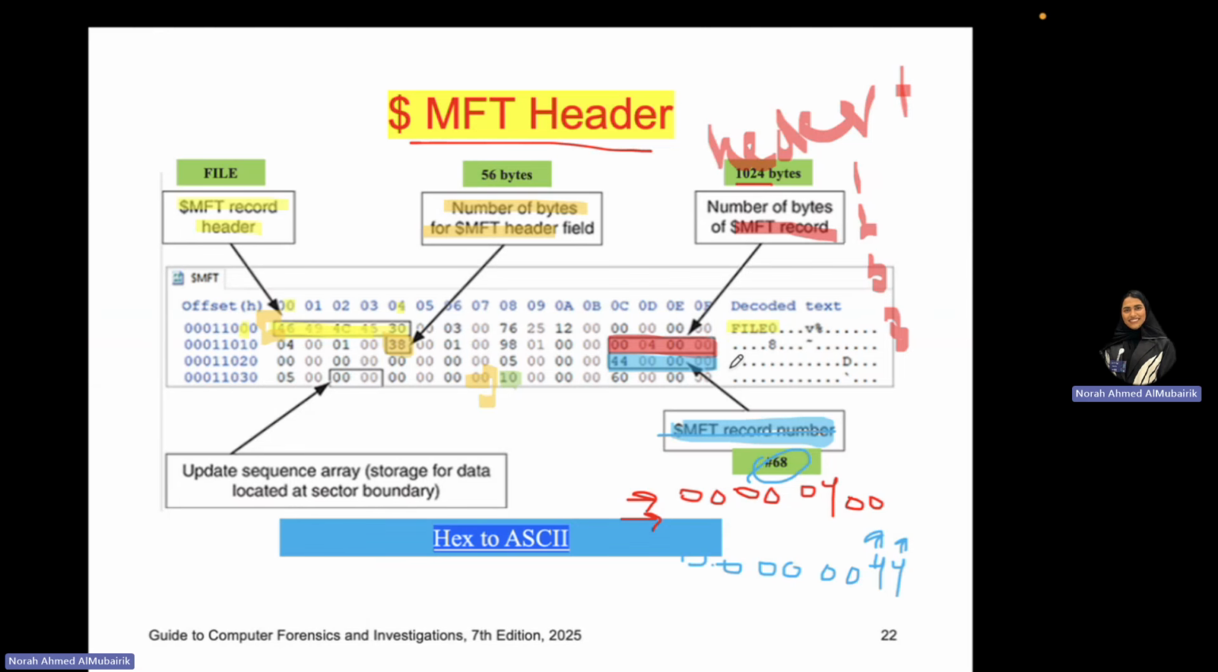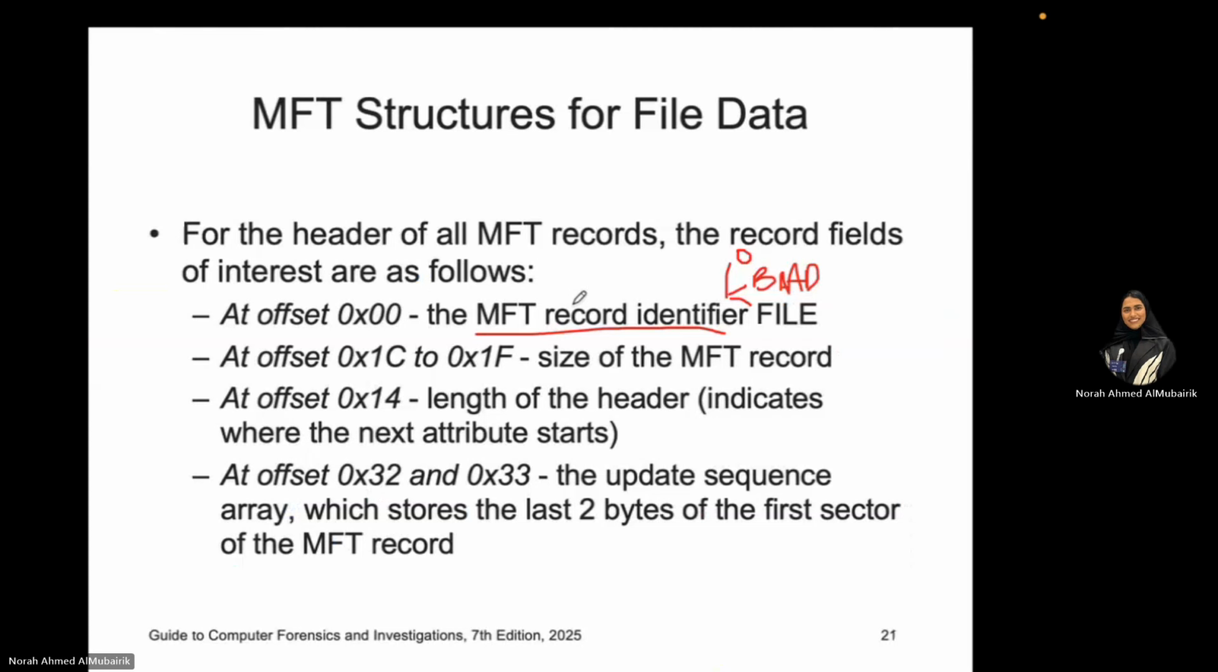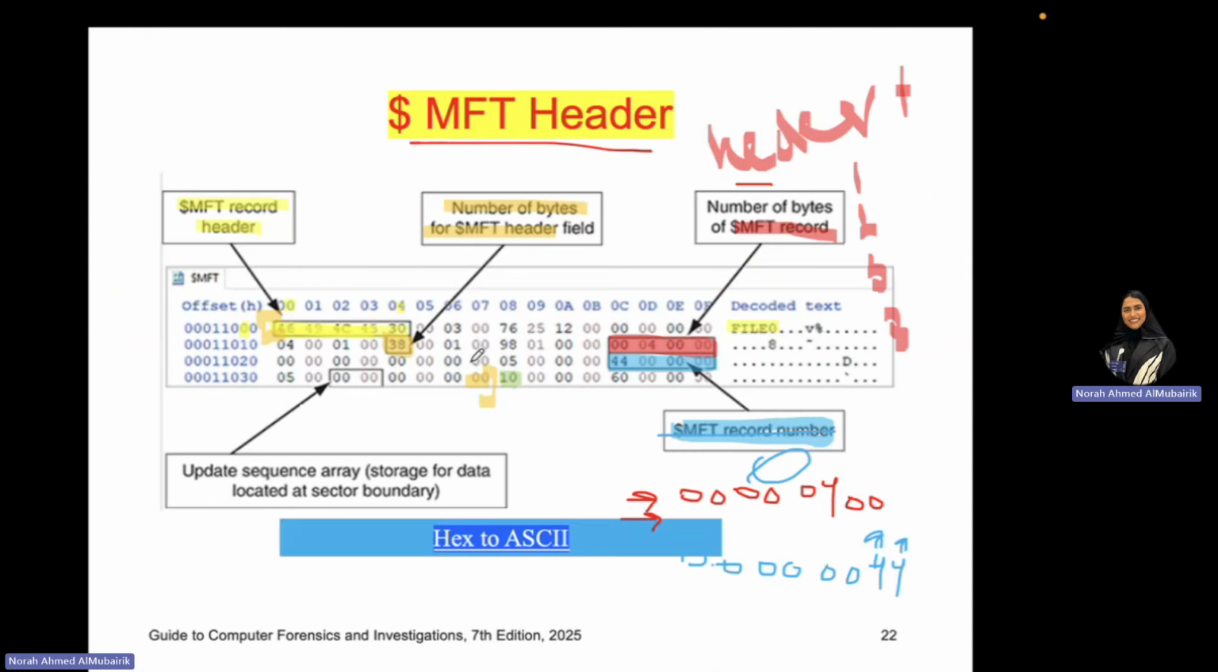So now each one has something called an offset. Let's go back here. The file identifier is usually located at offset 00. The size of the MFT record is usually located at offset 1C to 1F. What does that mean, 1C to 1F? So this is 1, and this is C till 1F. This is the offset, this is the address, but the last digit of this address will be the one on the right.